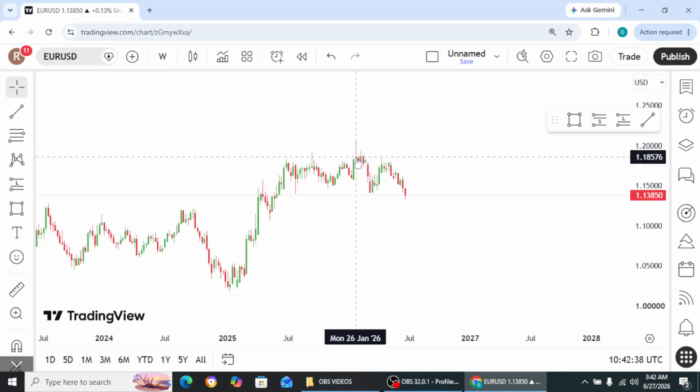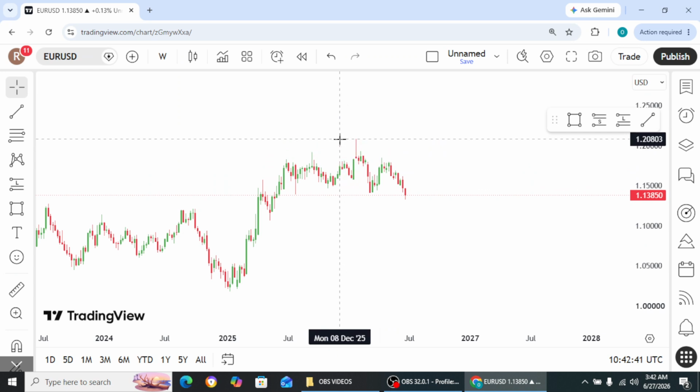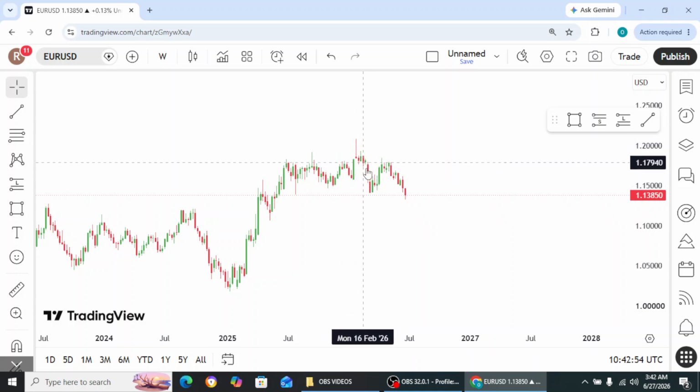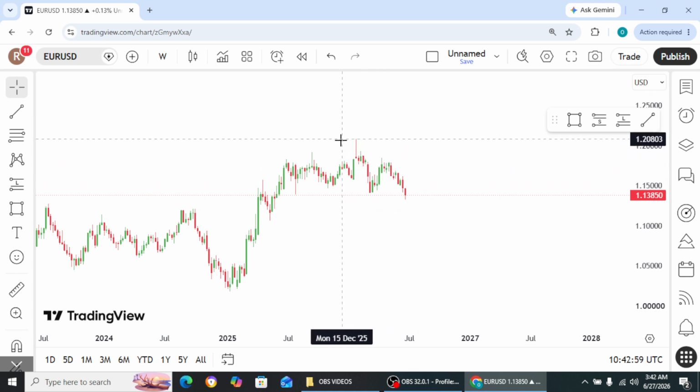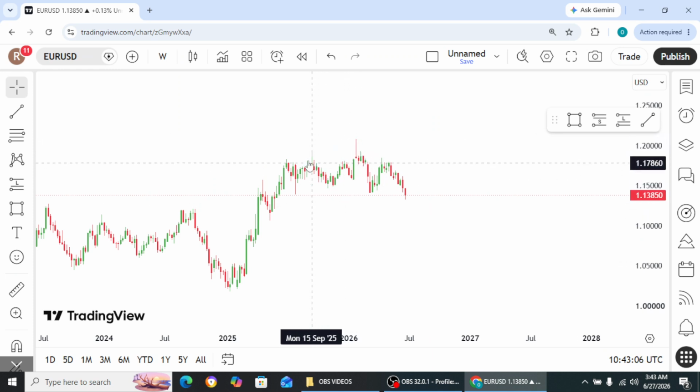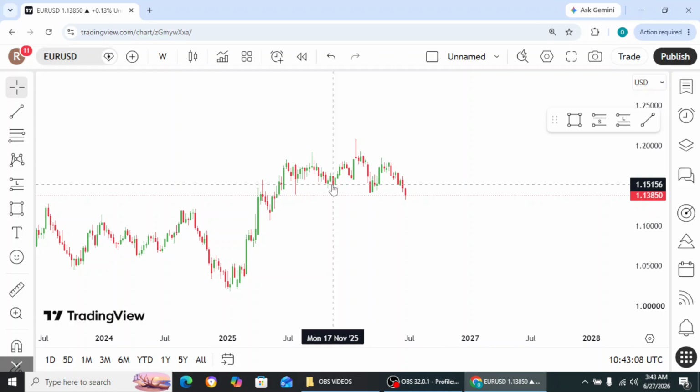If you notice, since the market got to this level, 1.20803, weeks ago, it has not gotten to that level again. The market has not returned back to that level. So that will tell you that this is a very strong area of the market, and this will also tell you that the market is giving a sign of a bearish move.